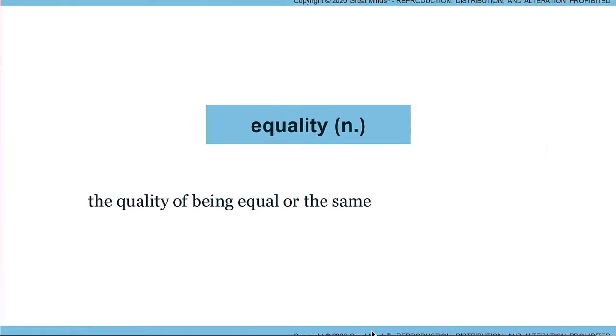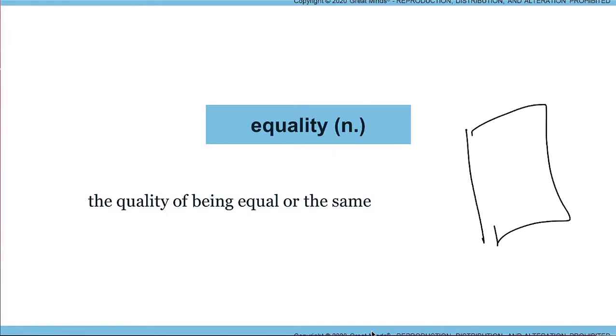Next, we're going to look at the whole word equality. What does it mean when Martin Luther King Jr. called for equality for all people? Yeah, it means he wanted all people to be treated the same. Remember, equal means being or having the same value, so equality would have a similar meaning. We are going to add this word to our notebooks.